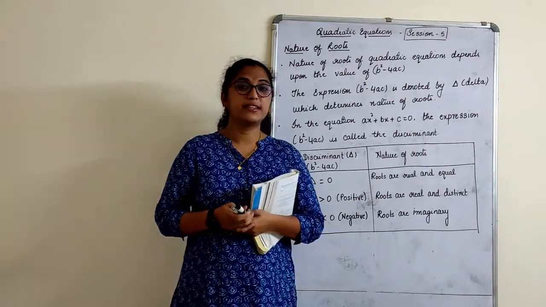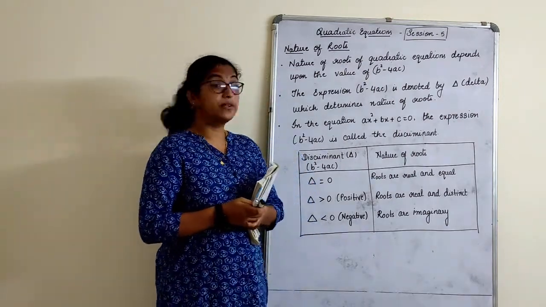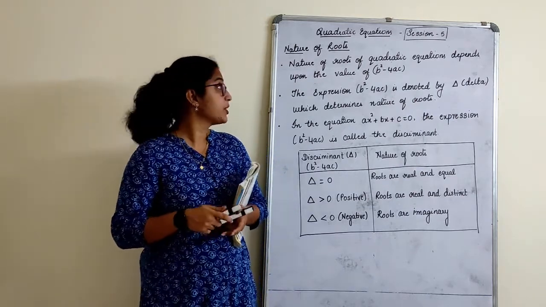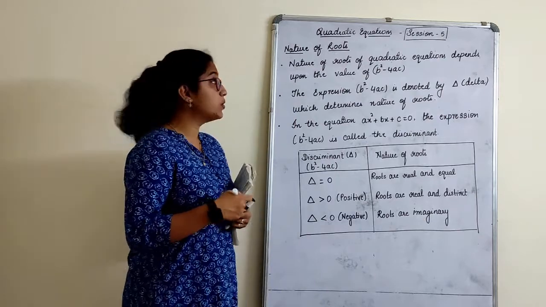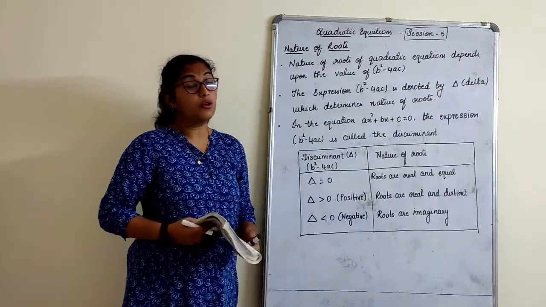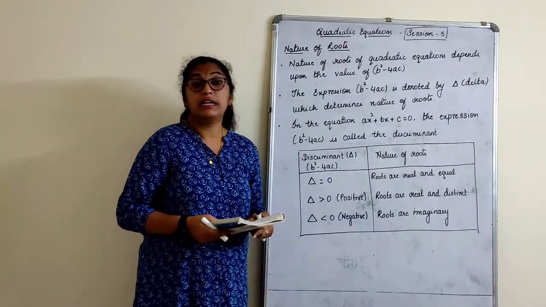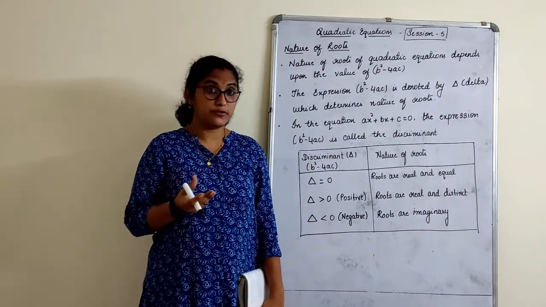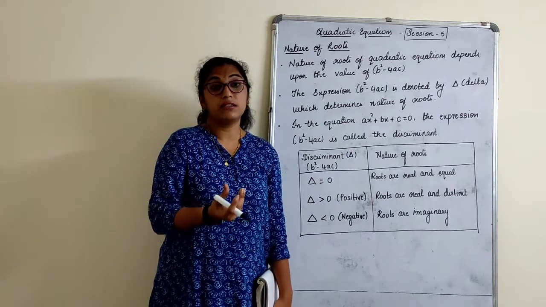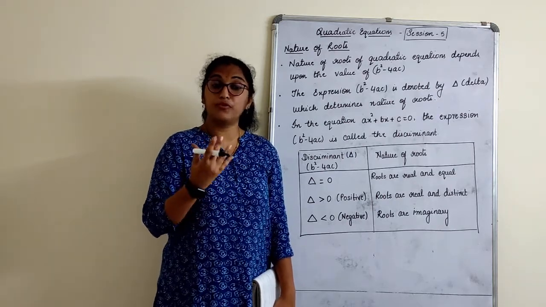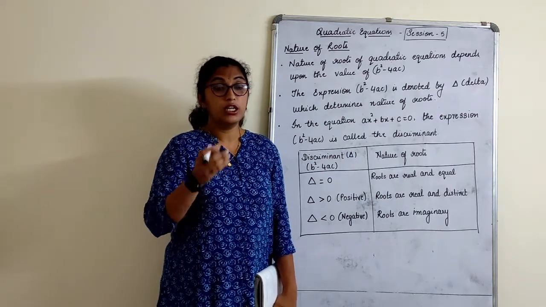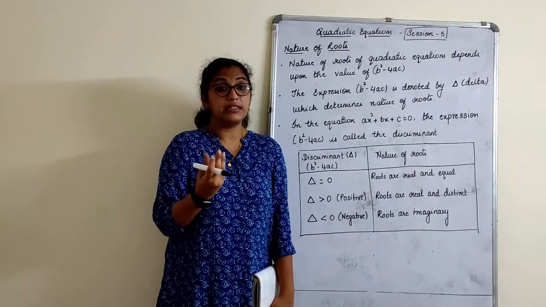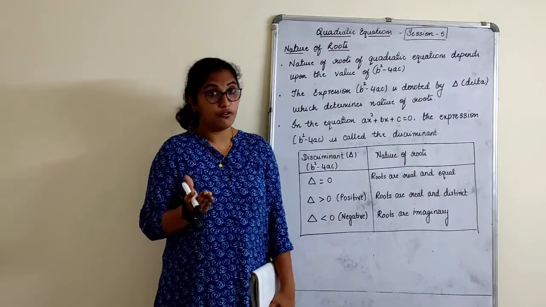Good morning. We will start session 5 on the chapter Quadratic Equation, and this is the last session of this chapter. We will be discussing nature of roots today. What do you mean by nature of roots? That is based on the discriminant, b square minus 4ac. We sometimes get an answer that is positive, sometimes negative, and sometimes 0. That positive, negative or 0 describes the nature of the root.